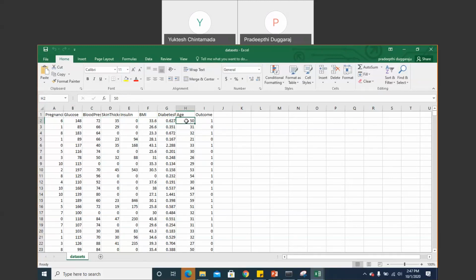This is real data of pregnant women who got affected with diabetes and who did not get affected with diabetes during their pregnancies. For this, I would like to apply random forest classification as well as decision tree classification, and I'll see the accuracy for each.